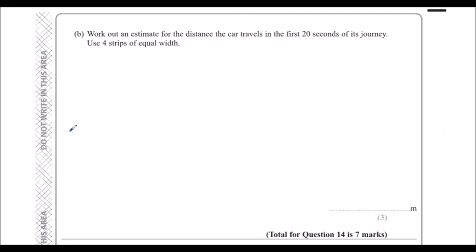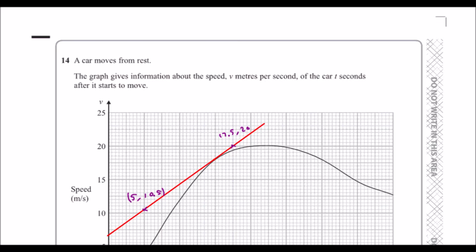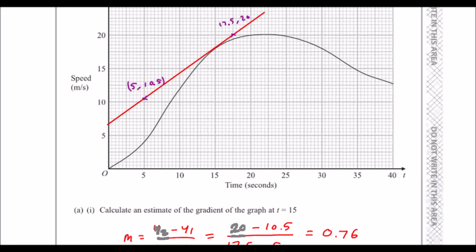Okay, and another question on this, part B, work out an estimate for the distance the car travels. That's the area under the graph for the first 20 seconds of its journey. Use 4 strips of equal width. So the first 20 seconds of the journey in 4 strips. So we're going to go up at 5 seconds, go up at 10 seconds, 15 seconds, and 20 seconds.